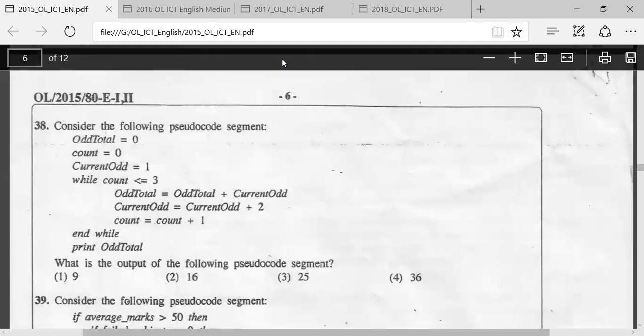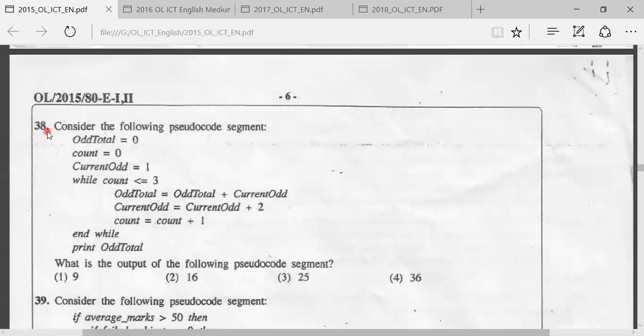Question number 38. Consider the following pseudocode segment. What is the output of the following pseudocode segment? So they gave you the pseudocode segment and asked you to find the output of the pseudocode segment. Initially, odd total equals 0, count equals 0, current odd is 1.